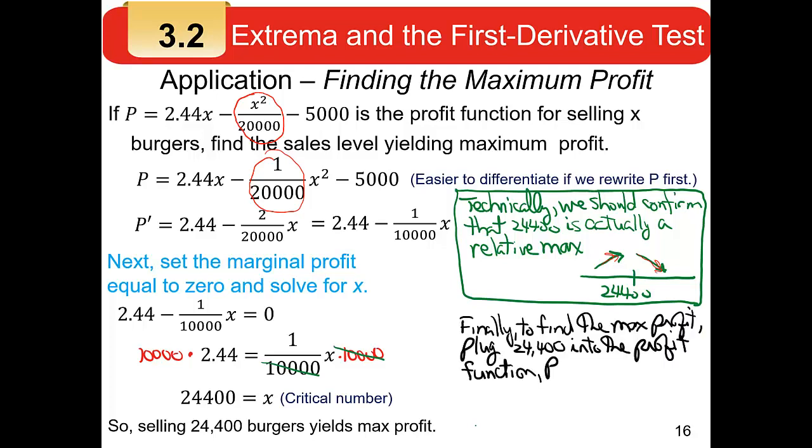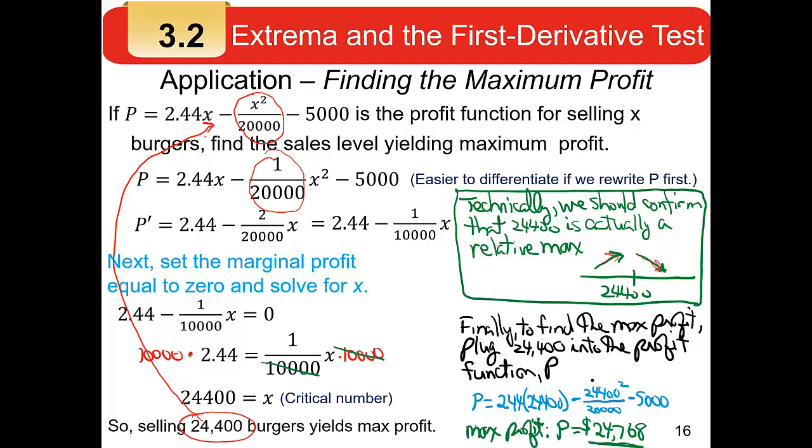And then the last step is to take that x value and plug it back into the profit function and find out what that profit would actually be. So you're going to take it in and plug it into the profit function. And you get, after quite a bit of kind of yucky arithmetic, $24,768. So if you have that profit function, your maximum profit from selling a certain number of burgers comes at selling 24,400, and it gives you a profit of $24,768.